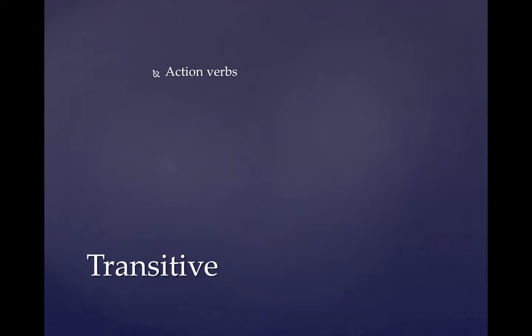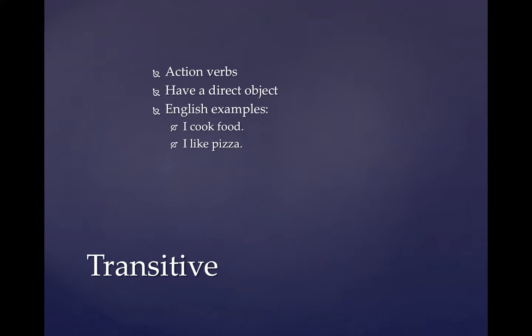So first, the transitive verb. They are always active verbs, and they have a direct object. Those are the two rules that you have to have. Some examples in English are: I cook food, I like pizza, and I thought I had another one. Oh, yep, Jim throws the ball.